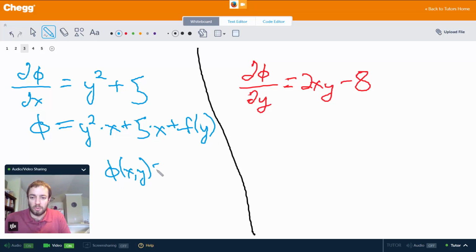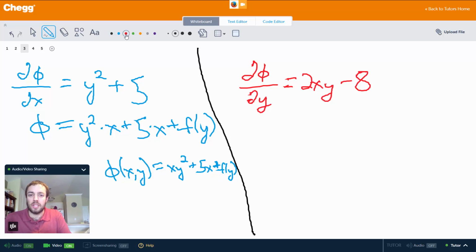And then let's simplify that a little bit. So phi of x comma y equals xy squared plus 5x plus f of y. Okay, that is our phi of x, y over here.